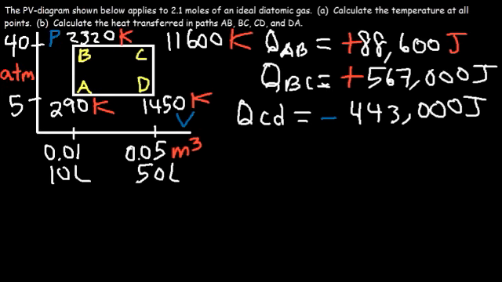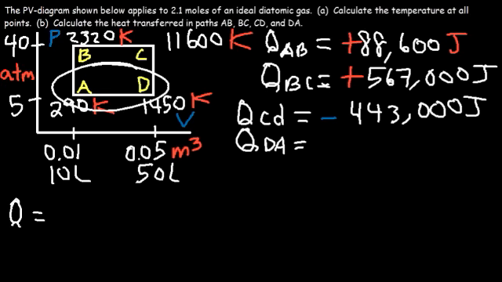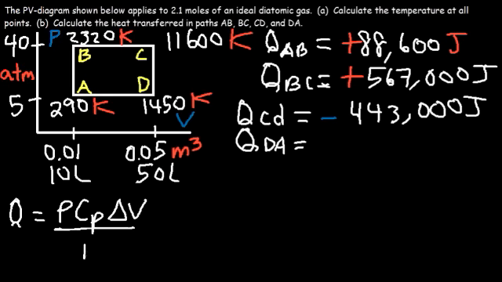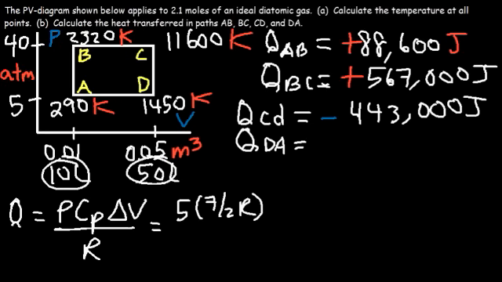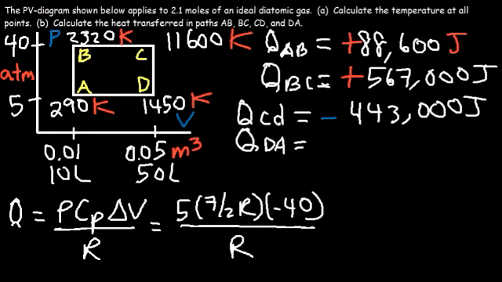Now what about the last part? QDA. So going from D to A, how can we calculate it? So let's use this equation since we have an isobaric process. The pressure is constant. So let's use the equation P Cp delta V divided by R. So the pressure is 5 atm, Cp is 7/2 times R, and the change in volume, final minus initial, 10 minus 50, is -40. So we can cancel R.